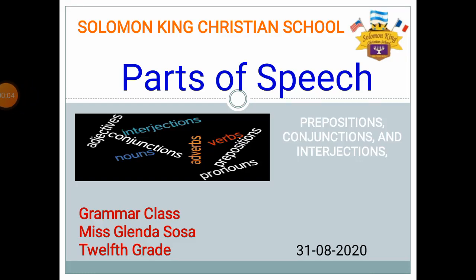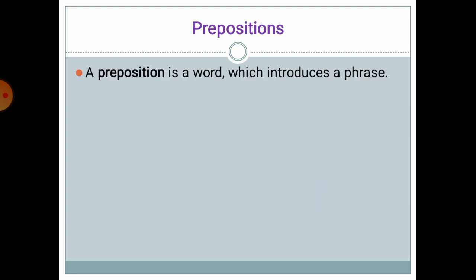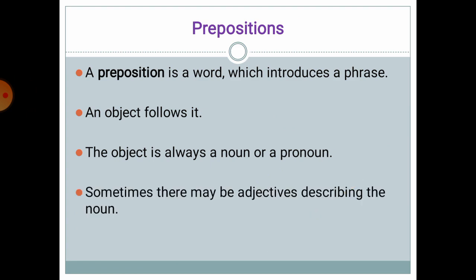Today we're going to learn something about the parts of speech and we're going to start talking about prepositions. This is a word which introduces a phrase. An object follows it and the object is always a noun or a pronoun. Sometimes they may be adjectives describing the noun.